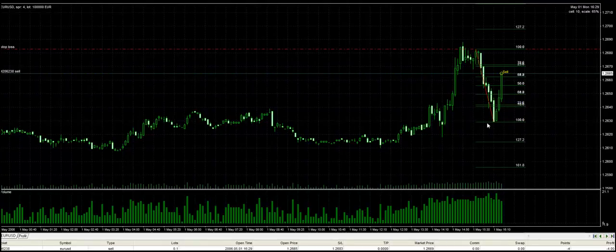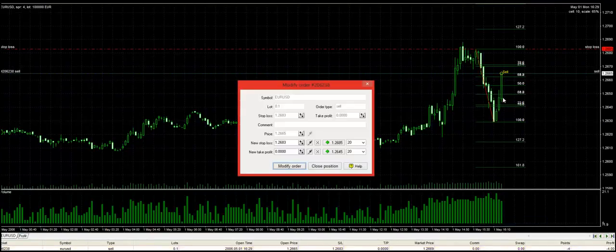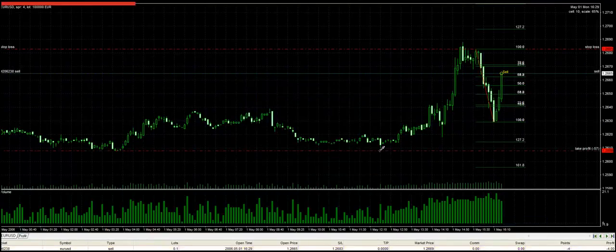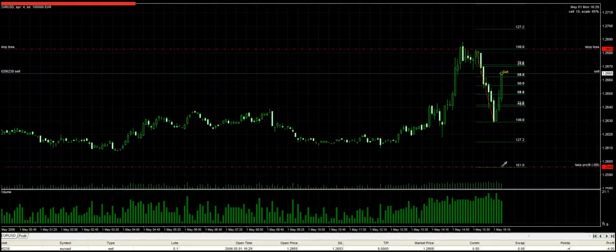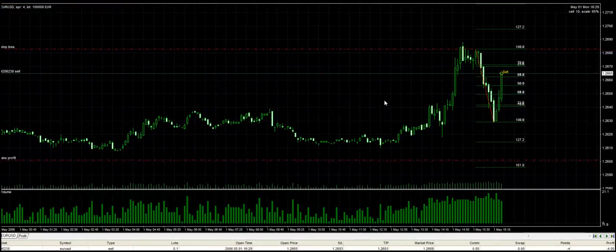If it goes down here, this is no longer an ABC. It's already a 1, 2, 3, 4, 5. So we'll aim for 161.8. Therefore I have to tighten my stop loss actually. This one plus 4 pips. Let's roll.